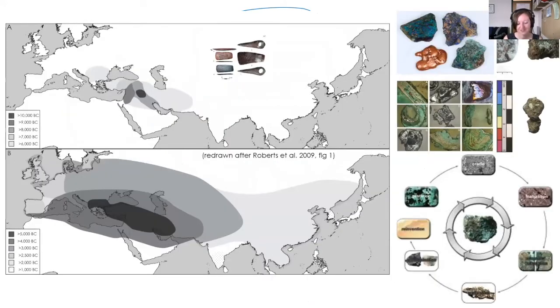But that is not really how we have historically discussed innovation in archaeology. This, in fact, is how we tend to visualize change over time in archaeology. In this case, we're looking at the spread of metal in prehistoric Eurasia.